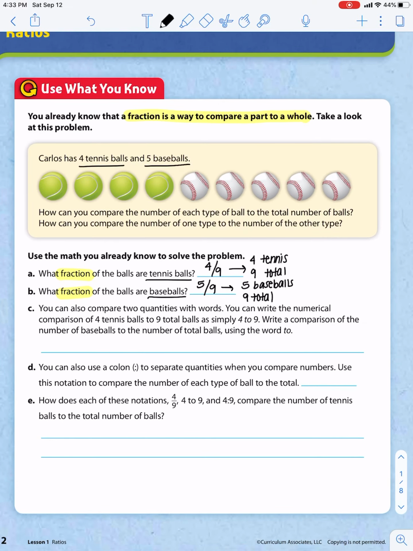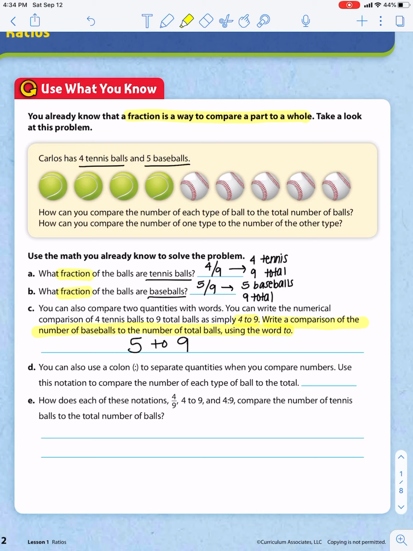All right, so then it also says you can compare 2 quantities with words. You can write the numerical comparison of 4 tennis balls to 9 total balls as simply as the 4 to 9. So write a comparison of the number of baseballs to the number of total balls using that word to. So the number of baseballs I have is 5, and I'm going to be using that fancy word to, and the total balls is 9. So my ratio there is 5 to 9.